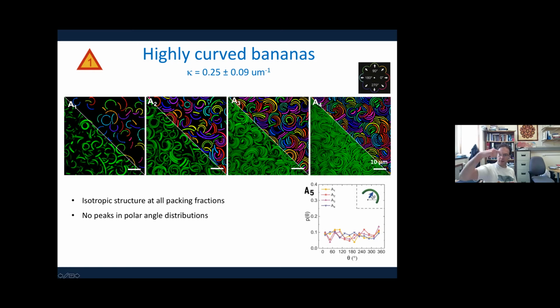And what we see is that for all the packing fractions that we measured here, these are pretty much isotropic structures all the way through. You get some local ordering where they stack up a little bit, but there's no indication of any nematic or longer range nematic smectic order. And this is also confirmed by looking at the distribution of these polar angles. As shown here, for all different packing fractions, these are just flat. So pretty much an isotropic structure at all packing fractions for these highly curved and polydispersed bananas.